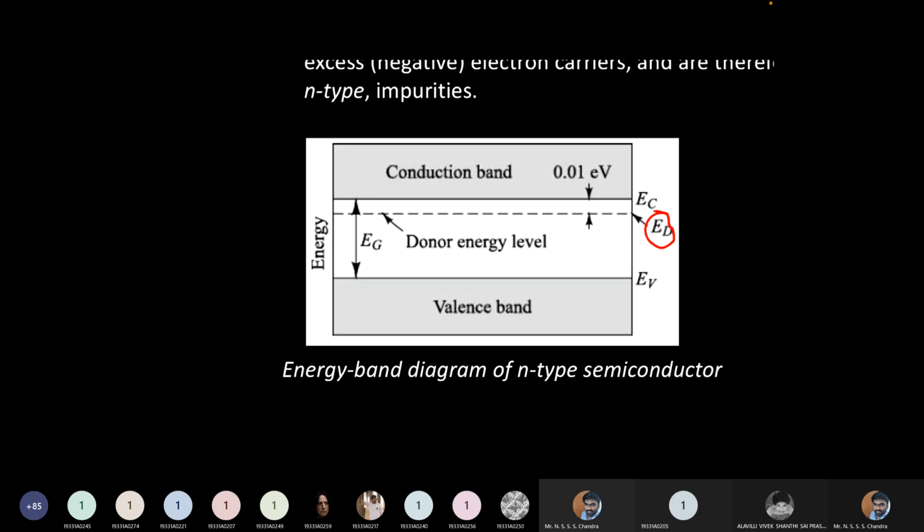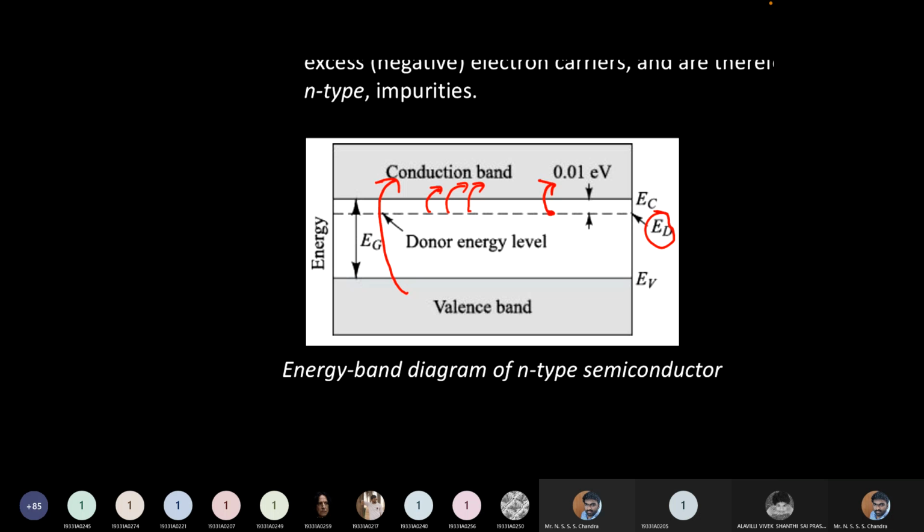So an electron belonging to the donor will be able to reach the conduction band upon receiving this 0.01 electron volt of energy. More electrons from the donor atoms will be able to reach the conduction band. Once the conduction band is occupied more by the donor electrons, what happens? Electrons from the valence band of the germanium cannot reach the conduction band as easily.